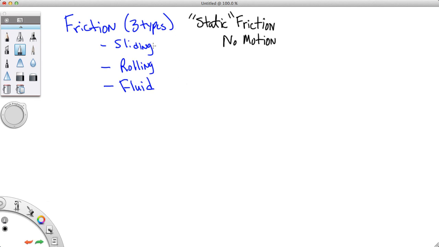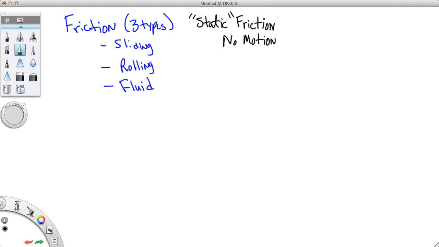Okay, let's start off by talking about sliding friction. Sliding friction is the friction between objects when they're sliding past one another. For example, if you slap your hands together and rub them back and forth along one another to warm them up on a really cold winter day, that is an example of sliding friction.